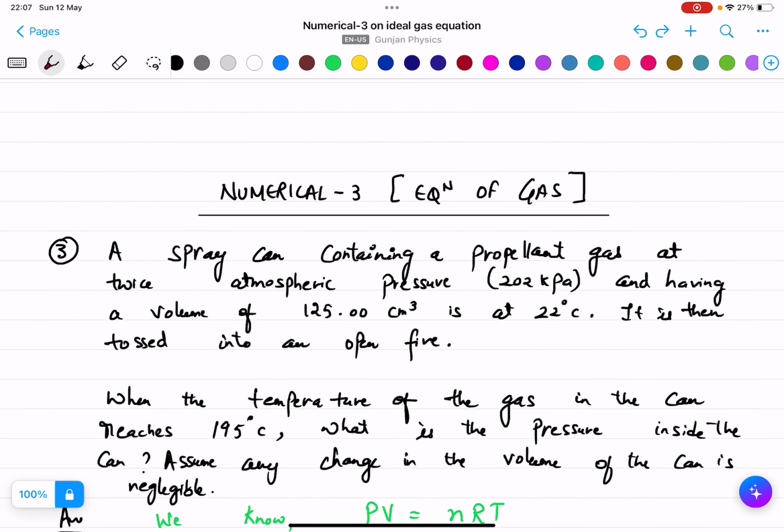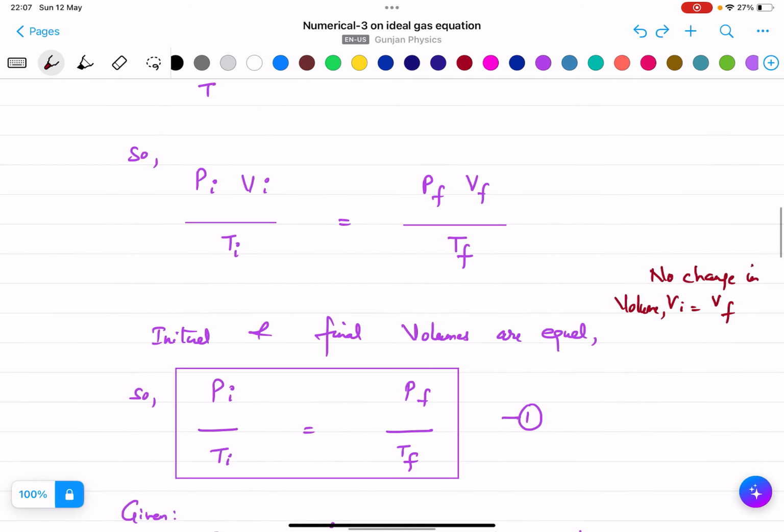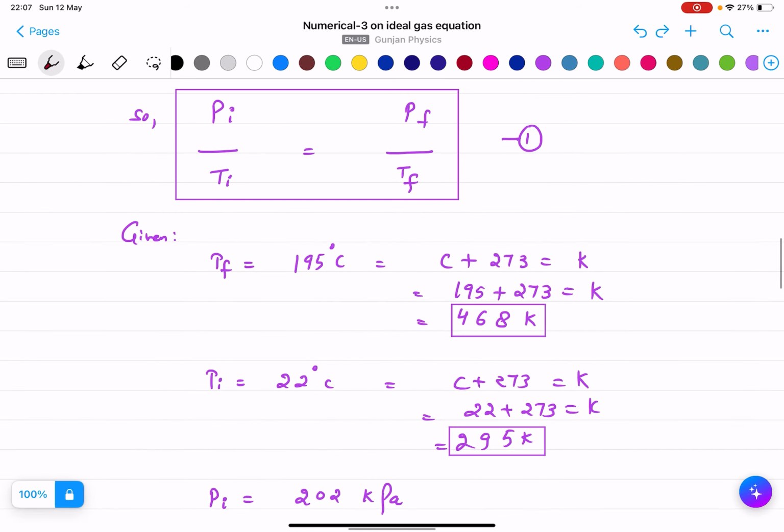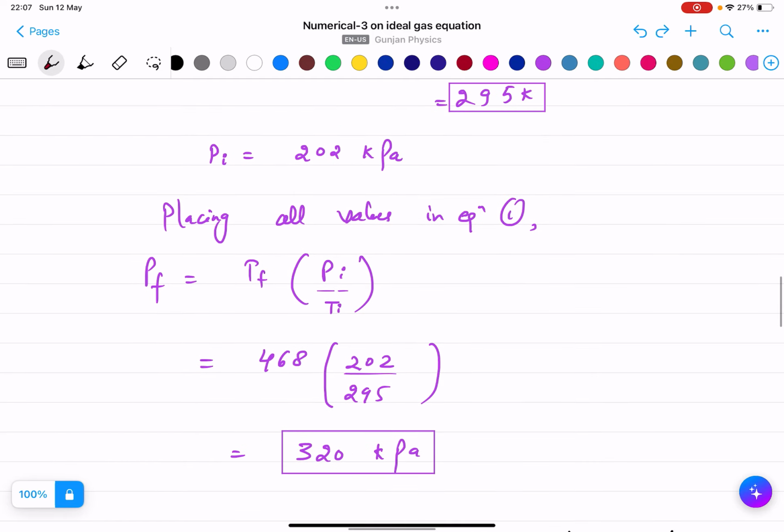Pi is 202 kilopascal. Okay. So these are the values. All the values I need to place in equation number 1 and I will find the Pf. So I have placed and I have found the Pf. So Pf is 320 kilopascal. Okay. So this is my answer for the first part.